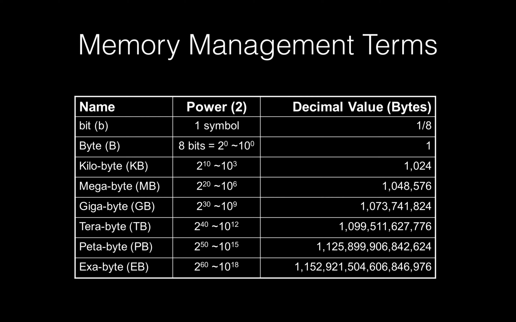Essentially, 1 bit is 1 symbol, and then 1 byte is 8 bits. Kilobyte, again, from that point we start to count. It's 2 to the 0, 2 to the 10, 2 to the 20, and go all the way up to exabyte, which is 2 to the 60.